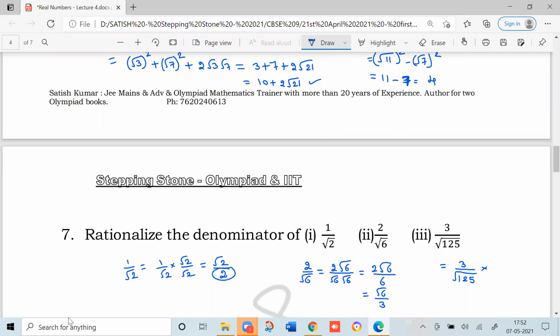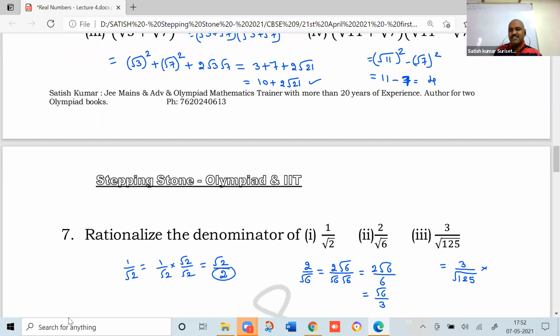So you can multiply by root 125. One method is you can multiply whatever is there in the denominator, you can multiply with the root only because it is a square root. When you multiply with the square root of the same number, it becomes rational. But sometimes if you multiply with the smallest one, that will always be easy.